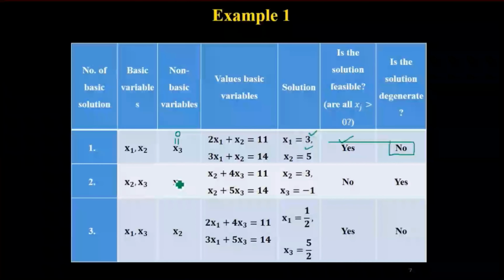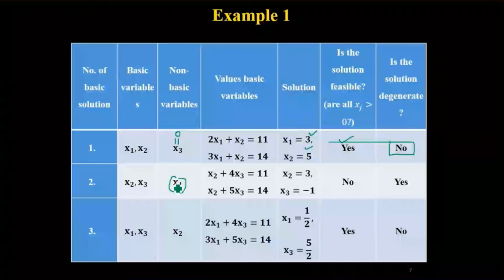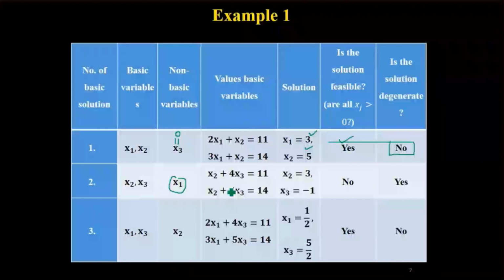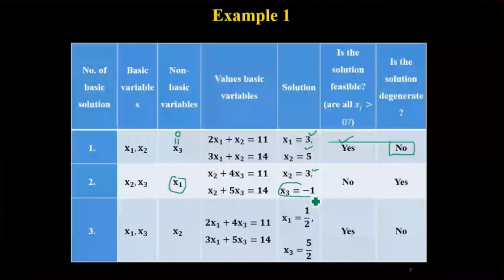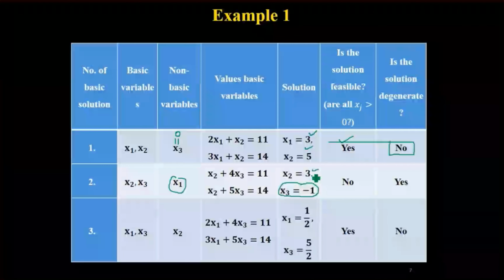Second combination: if I take x1 as the non-basic variable, meaning x1 is 0, then the x1 term will vanish from the system of equations and x2, x3 will be basic variables. The reduced form will be x2 plus 4x3 equal to 11, and x2 plus 5x3 equal to 14. If we solve these two equations, we get x2 value 3 and x3 value -1. Now -1 does not satisfy the feasibility condition, so (0, 3, -1) is an infeasible solution. Is the solution feasible? No. Is the solution degenerate? Yes, it is degenerate.